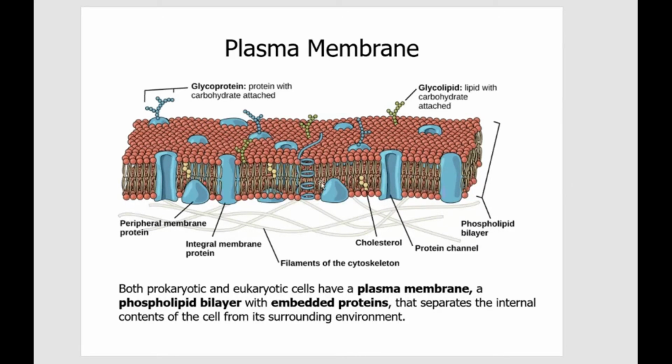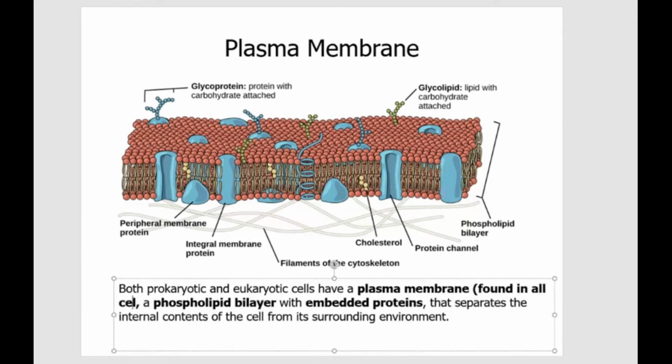Now, all cells have a plasma membrane. I'm going to write it here because this is important. It's found in all cells. It doesn't matter if you are a prokaryotic cell or a eukaryotic cell. Everything has to have a plasma membrane. The plasma membrane is composed of a phospholipid bilayer. You can see this is the top layer. This is one layer of phospholipid, and this is the second layer. So there are two layers.